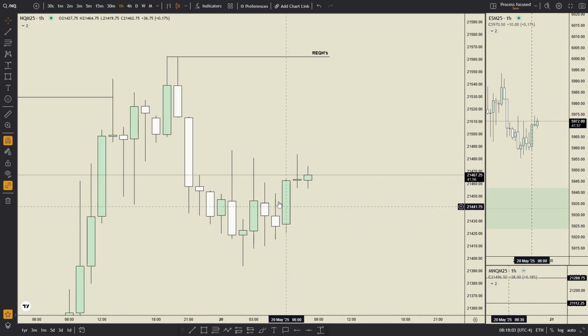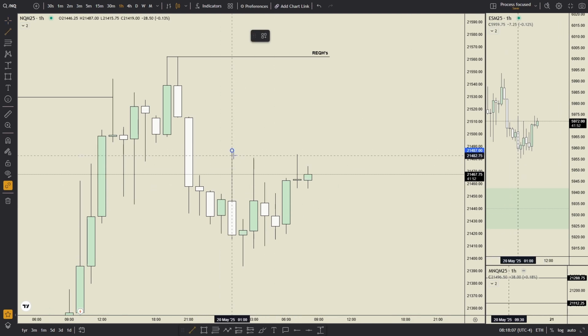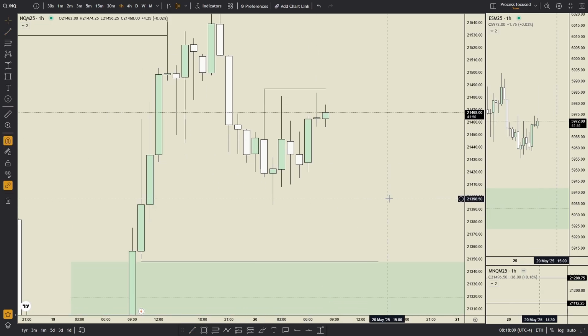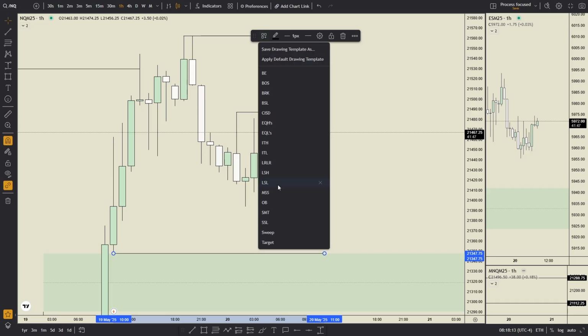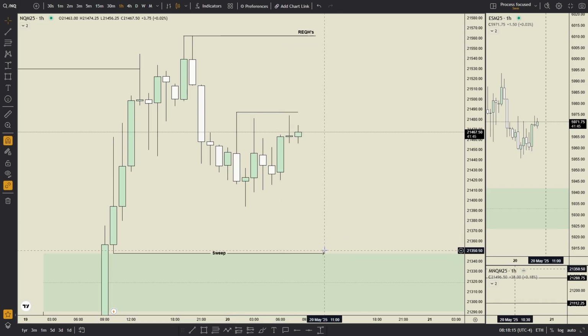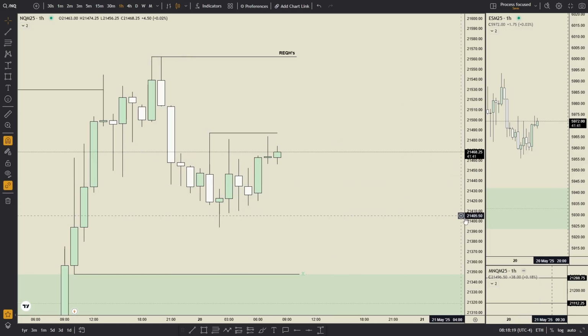So you see these highs inside this fair value gap. These are intermediate term highs, and they work really well as reversal points. So now we have our reversal point and our target lower. So just like that, I've got a good bias on NQ.